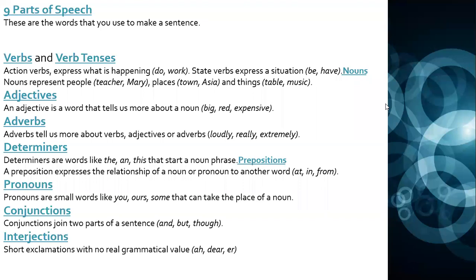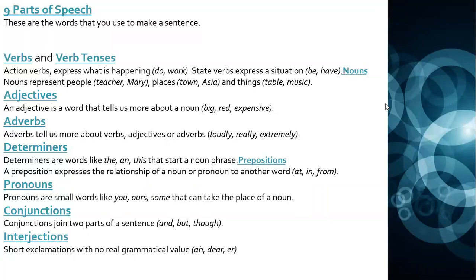Adjectives. An adjective is a word that tells us more about the noun. So it's a big building downtown. It's a big red building downtown. That car is expensive, or an expensive car. So adjectives tell us more. They give us more juicy bits about that noun, right?